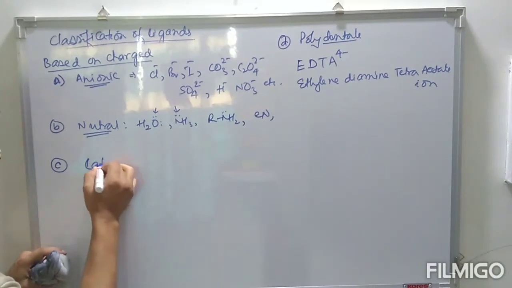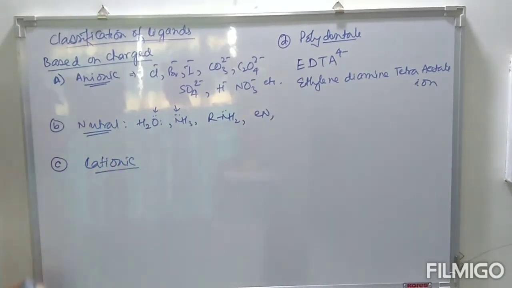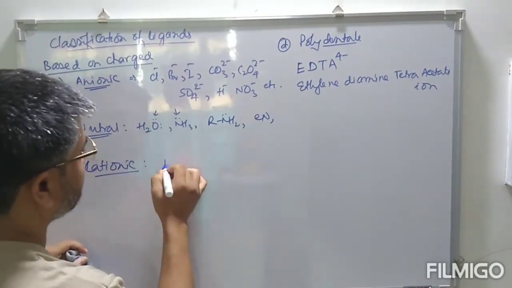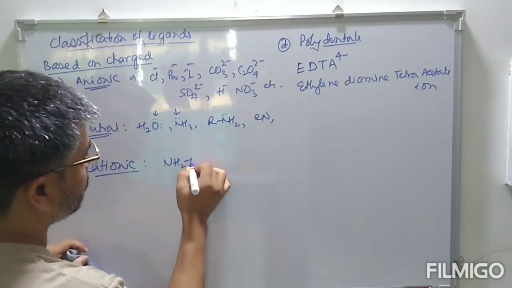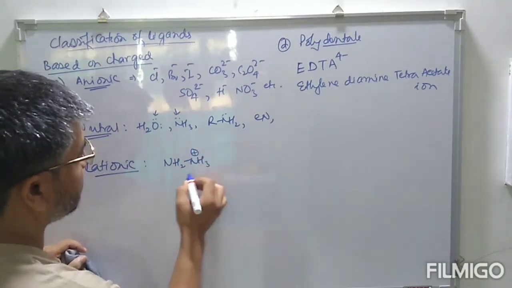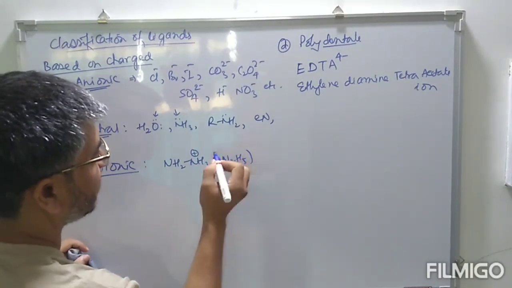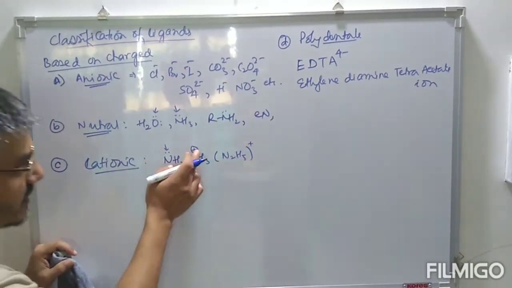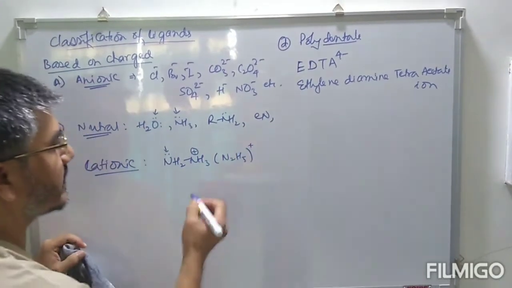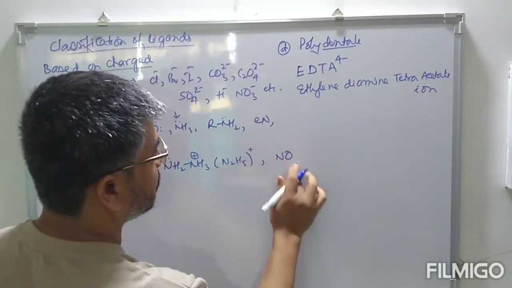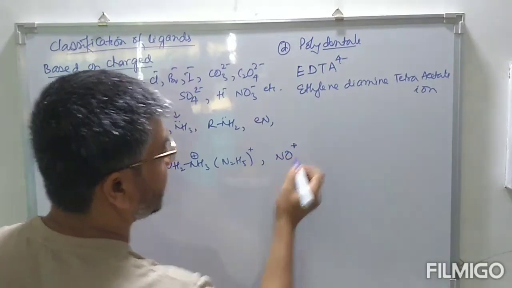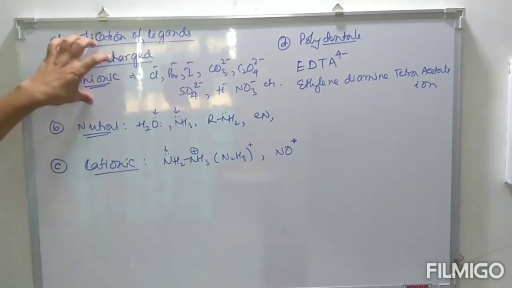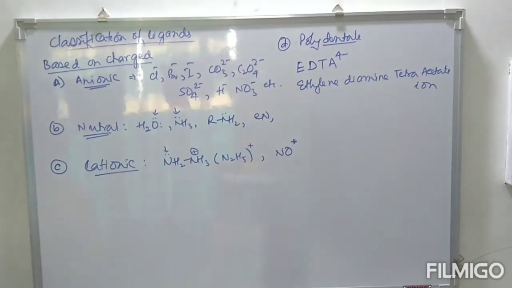We can have cationic ligands, in which the ligand carries a positive charge. In this example, N2H5 positive. The nitrogen has a lone pair which acts as the donor, but the ligand contains a positive charge. So this is the hydrazinium ion. Similarly, we can have NO plus, the nitrosonium ion. So these are based on the charge. These are defined as anionic ligand, neutral ligand, or cationic ligand.